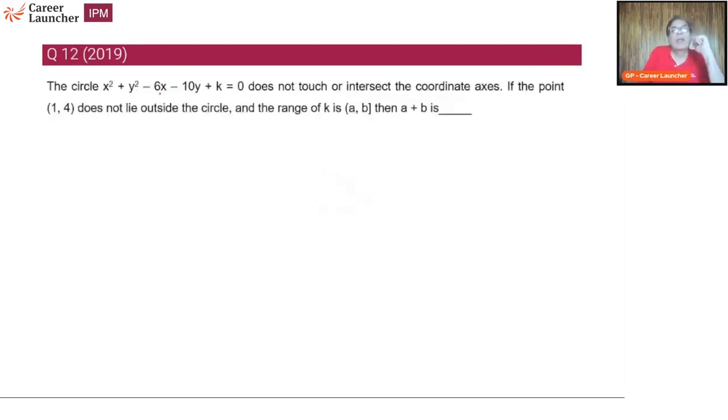The circle x square plus y square minus 6x minus 10y plus k equal to 0 does not touch or intersect the coordinate axis. If the point does not lie outside the circle, what is the range of k? Class 11, 12, leave. If it is 11, 12, don't ever waste your time thinking how to do it. Your task should be very simple. Leave and let's move on.